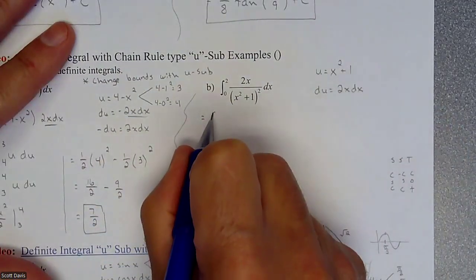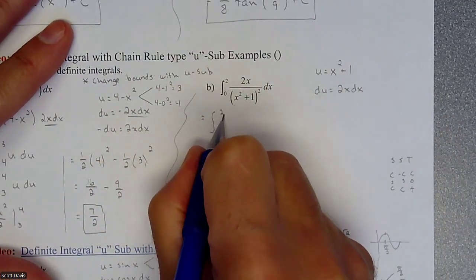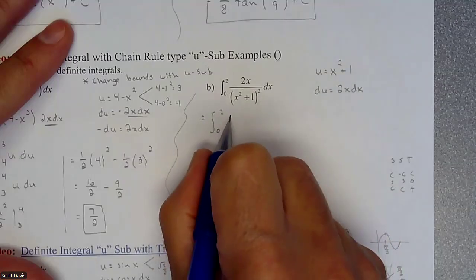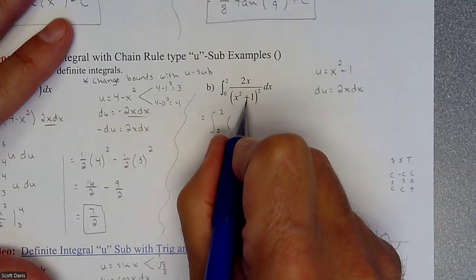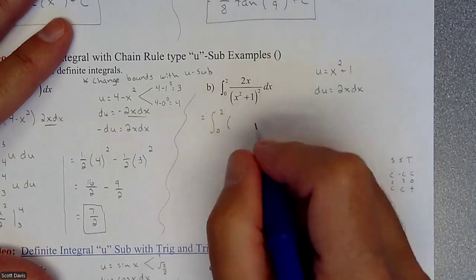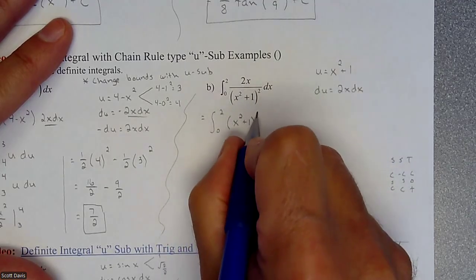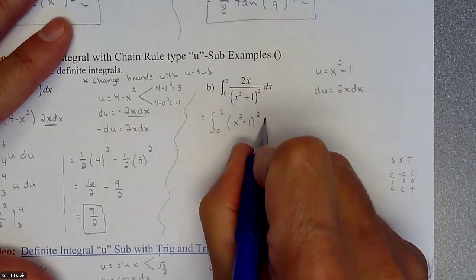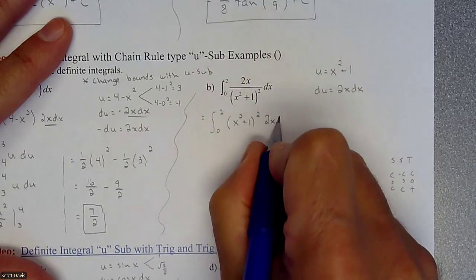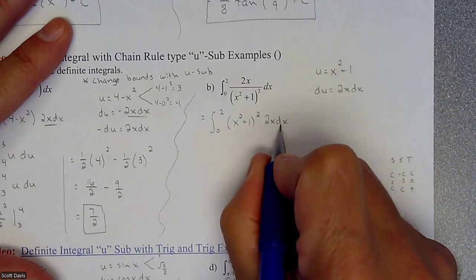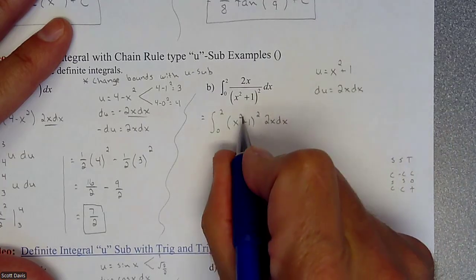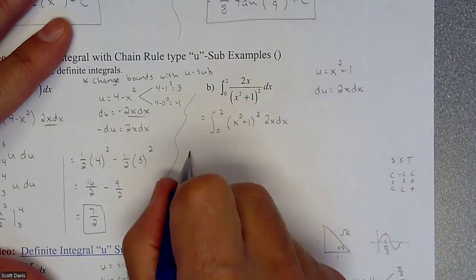So let me rewrite this from 0 to 2. Let's make it so it's antiderivative friendly. Let's pull that up. So it's x squared plus 1 squared. And I'm going to pull the 2x to mix it with the dx. Those line up perfectly, so that's du. And this is going to be u squared.